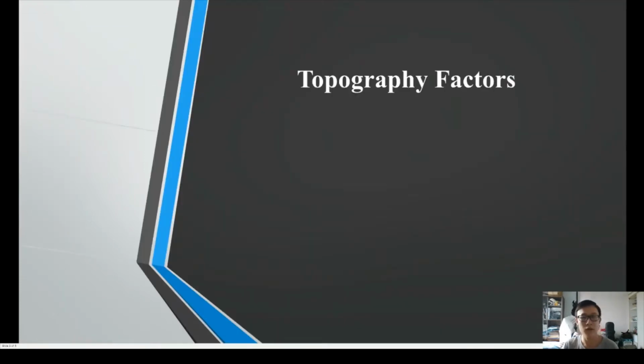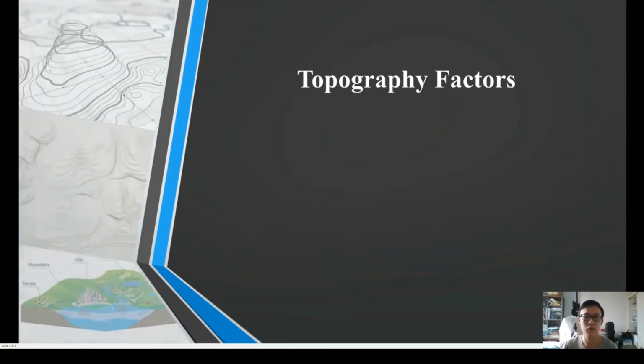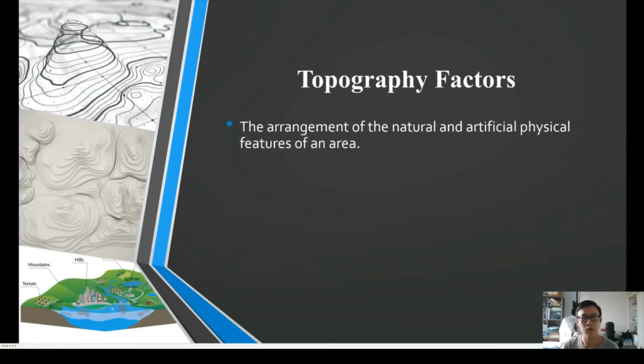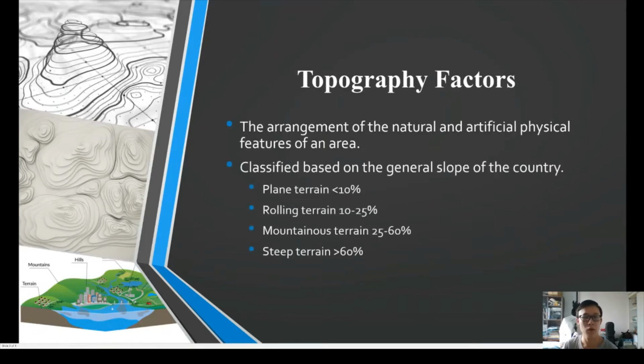The next factor is the topography factors. The topography is the arrangement of the natural and artificial physical features of an area. It is classified based on the general slope of the country, which may be plain terrain less than 10%, rolling terrain 10 to 25%, mountainous terrain 25 to 60%, steep terrain more than 60%.